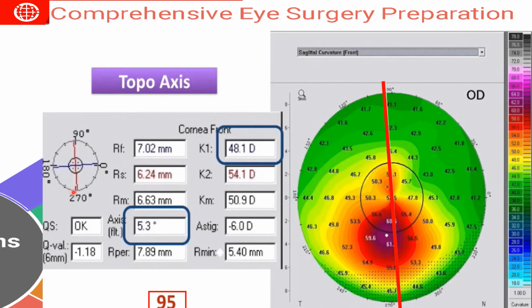Now, I remind you that in the topography printout, K1 is the flat meridian and K2 is the steep meridian. The degree which is placed here is the degree for the flat meridian. So in this example, 5.3 is the flat meridian, so the steep meridian will be perpendicular. It will be 95 degrees, which corresponds to this topographic axis. This topographic axis is very important. I will explain later the importance of the topographic axis, that it will determine the location of your incision as well as where you are going to place your segments.